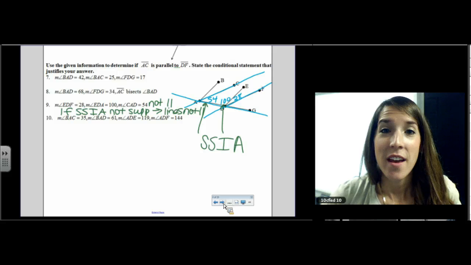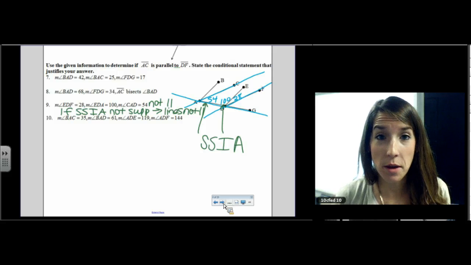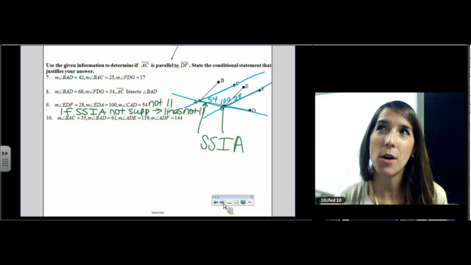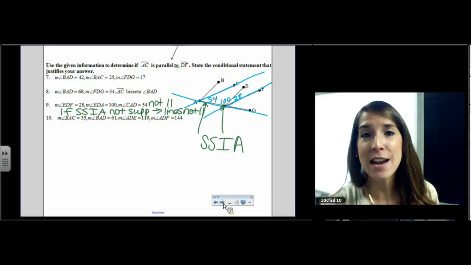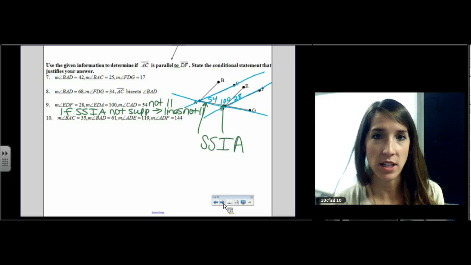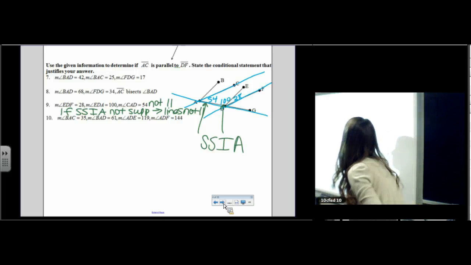That's like saying the original conditional statement is true, but the inverse is not true. Or, no, actually the inverse is true as well. This is the inverse of the original. You put a not and a not, and that's how we justified our answer. Okay, next one.